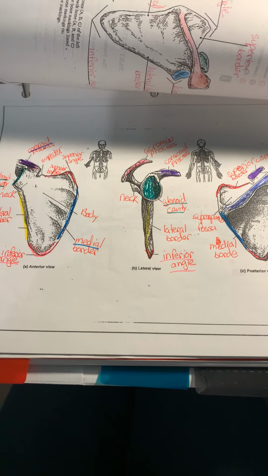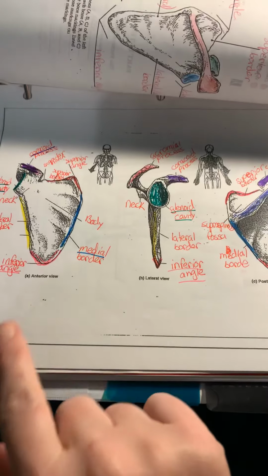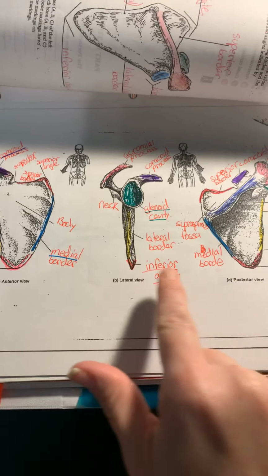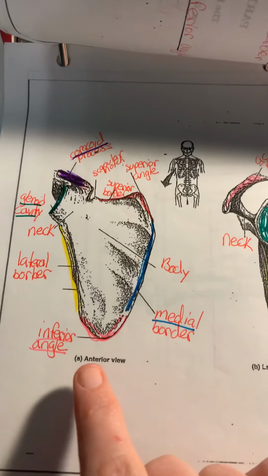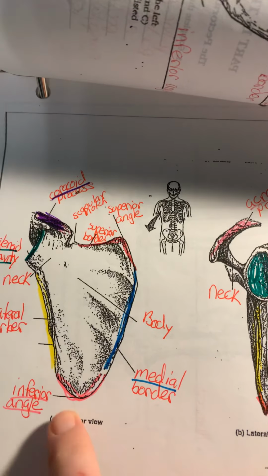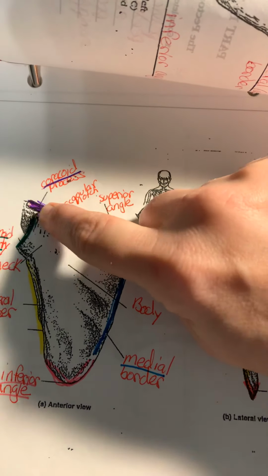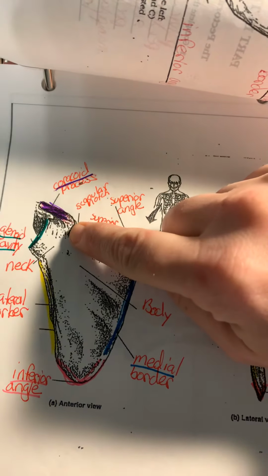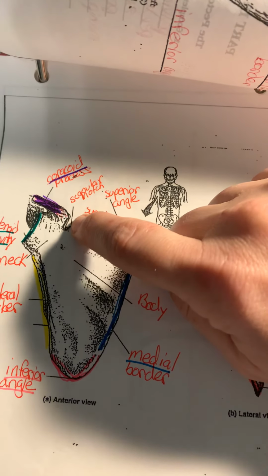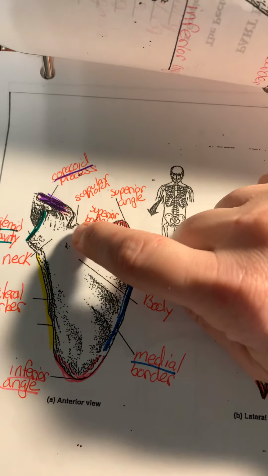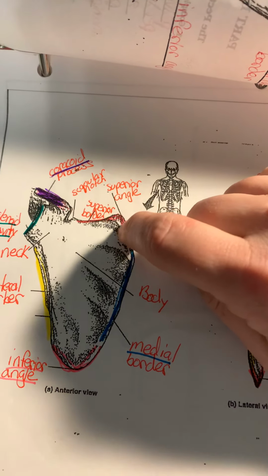All right, so you should have out in front of you your scapula sheet that has 3 different views: the anterior, lateral, and posterior view. So we're going to start over here on the anterior view. Way up at the top, the little bump that's protruding out is the coracoid process, which I colored purple. And then below that, you have this little tiny notch that's called the scapular notch. And then we have the superior border and superior angle.